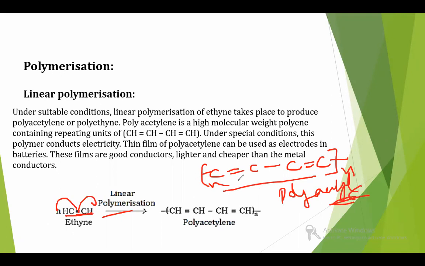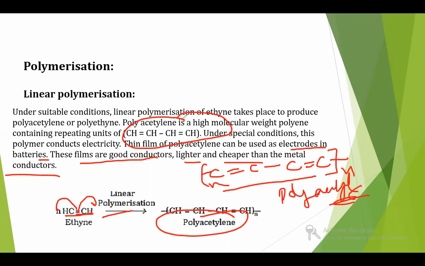Polyacetylene. A thin film of polyacetylene is used as electrodes in batteries. The films are good conductors, lighter and cheaper than metal conductors. Polythene sheet is a transparent sheet. What we are getting is a transparent sheet with high molecular weight. The polymer consists of the repeating unit CH=CH, that is the repeating unit.